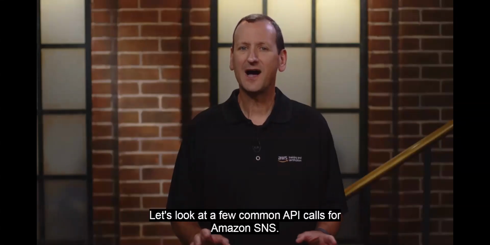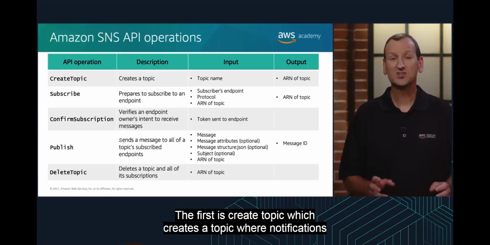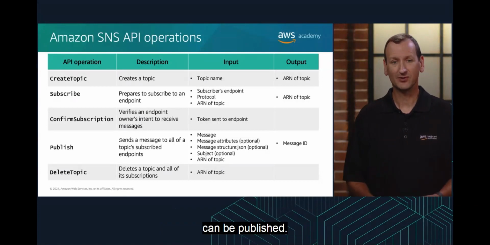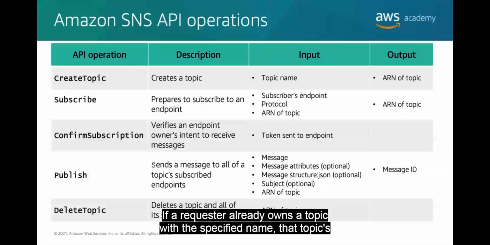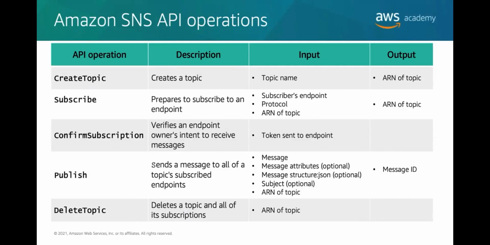Let's look at a few common API calls for Amazon SNS. The first is create topic, which creates a topic where notifications can be published. If a requester already owns a topic with the specified name, that topic's Amazon resource name, also known as ARN, is returned without creating a new topic.